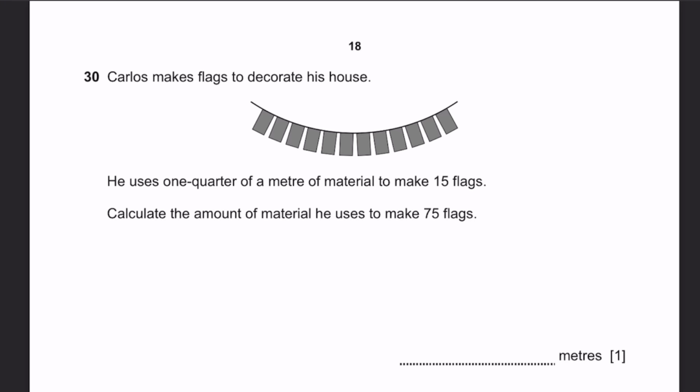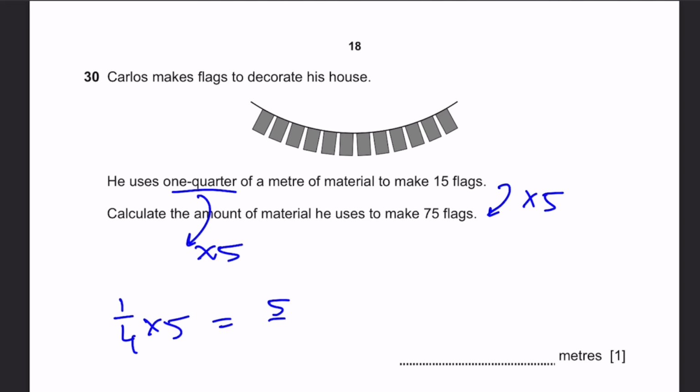Question 30. Carlos makes flags to decorate his house. He uses 1/4 of a meter of material to make 15 flags. Calculate the amount of material he uses to make 75 flags. Now going from 15 to 75 is multiplying by 5. So this 1/4 here, we just multiply by 5. And that's the amount of material he uses to make 75 flags, 5 by 4 meters. You can write this as a mixed number as 1 1/4.